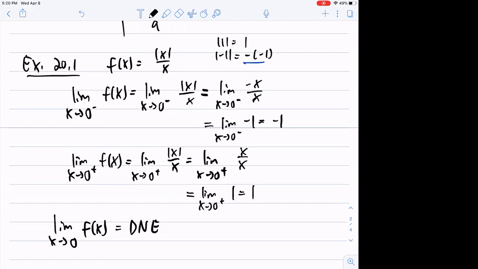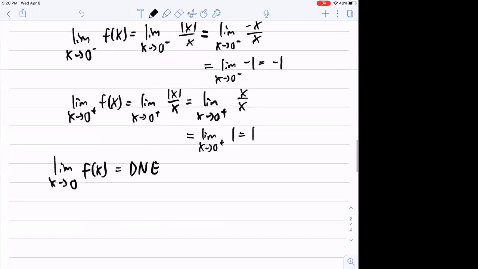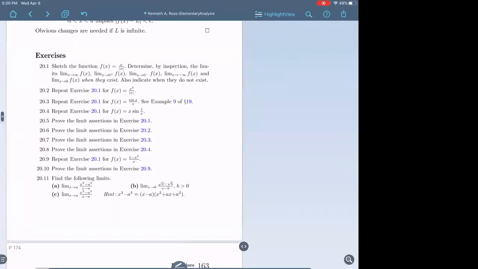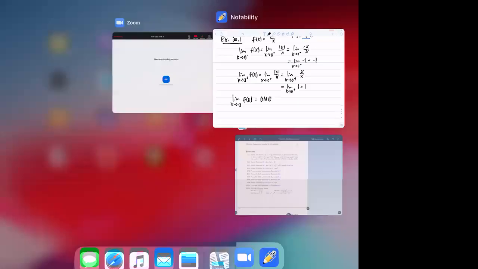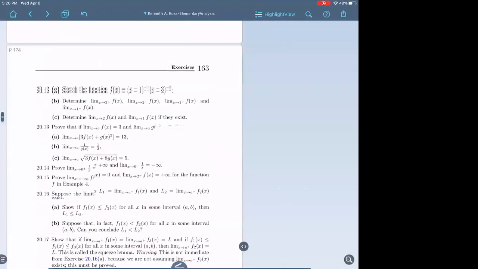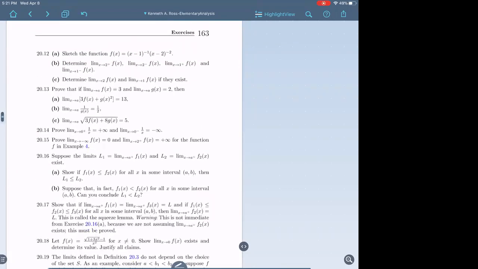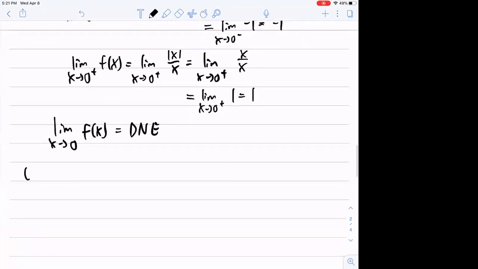So anyway, let's continue. The limit to infinity and negative infinity is the same, because here the limit to infinity of 1 is still 1, and the limit to negative infinity of -1 is still 1. So that should be simple. Let's do something a bit harder, maybe 20.14.